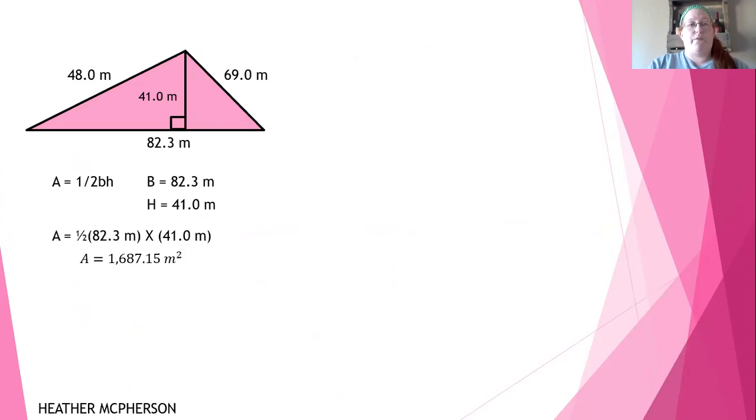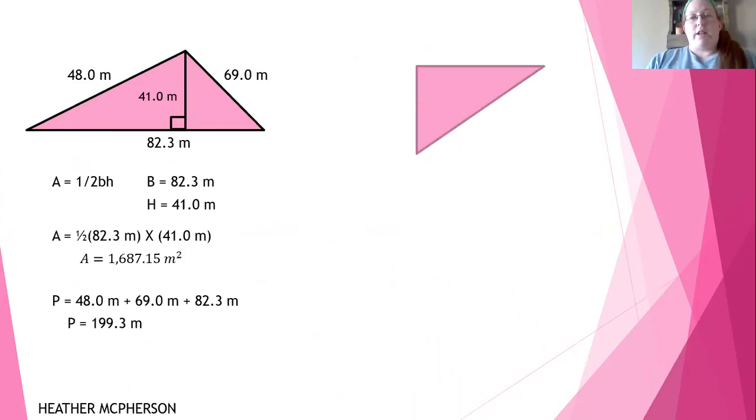And now we want to look for the perimeter. So the perimeter of the triangle is just all its sides added together. So you're going to have 48.0 meters plus 69.0 meters plus 82.3 meters. Now, since you're just adding them, you're not going to make this a meters squared with your total. So the total is going to be 199.3 meters.